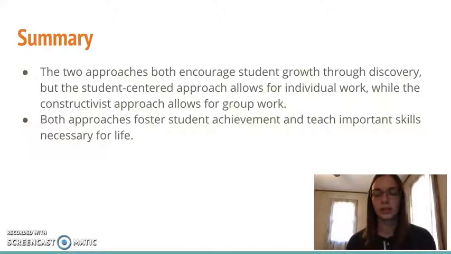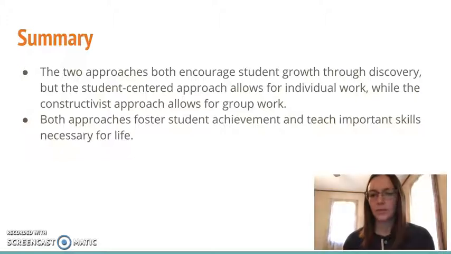And they both foster student achievement and teach some very important skills that are needed for life, skills like problem solving, like collaboration, like peer work. So they both have very important roles in education today, and they both have pretty much the same goal, which is discovery of content through yourself and through getting the students to discover it. But their approaches are just a little bit different. So they are both very important to education, and they both do have a place in the classroom. All right.